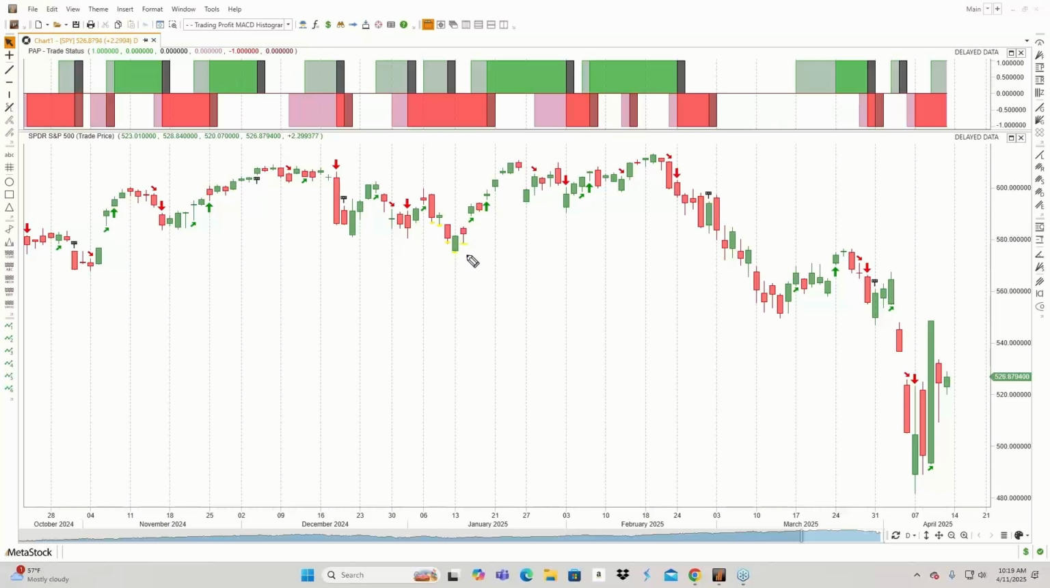The SPY is not able to put in another lower low, right? So we now have a higher low. This is our potential pivot. Okay. We just need one more higher low. We get that here. And we now have a confirmed bullish price action pivot.